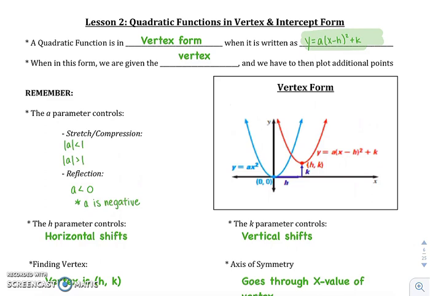So when it's in this form with this one set of parentheses, or this one binomial squared, we're actually given the vertex and we have to then plot additional points. So it's kind of nice because it's not quite as much work, because the vertex is already given to us. We know where the center of the parabola is going to be. So what we do need to remember is what our parabola is going to look like.